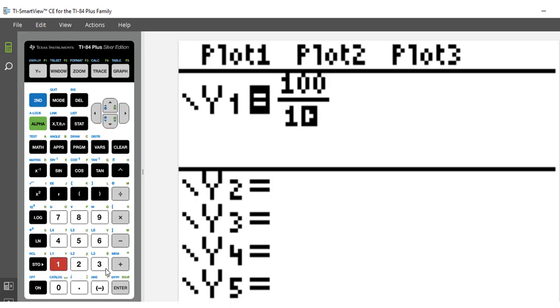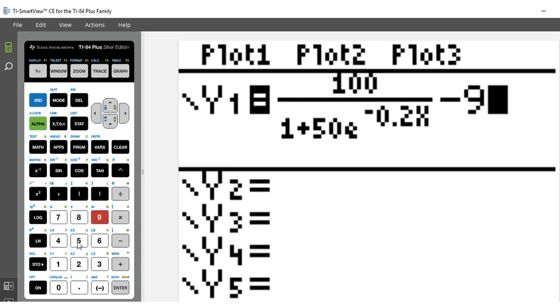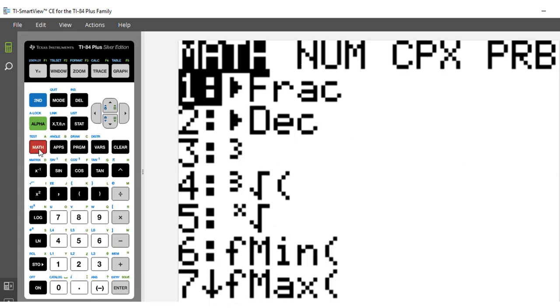So we get the 100. Here you got the 1 plus 50. Then second divide its e power negative 0.2x. Then you will get minus 95. This is y1. Then you go to math.